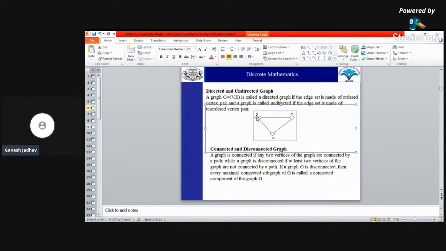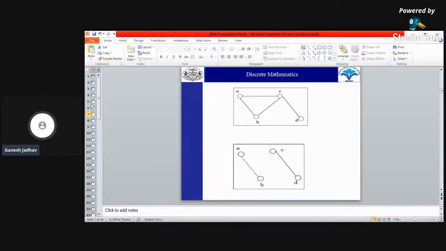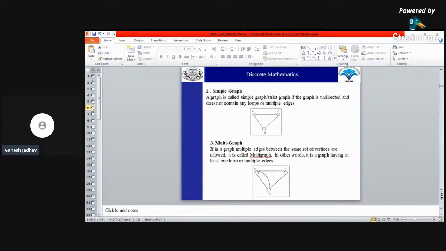The set of vertices is A, B, C, and the edges are AC, CB, and AB. So we can say that this is an undirected graph. Undirected graph and directed graph, so what is an undirected graph?